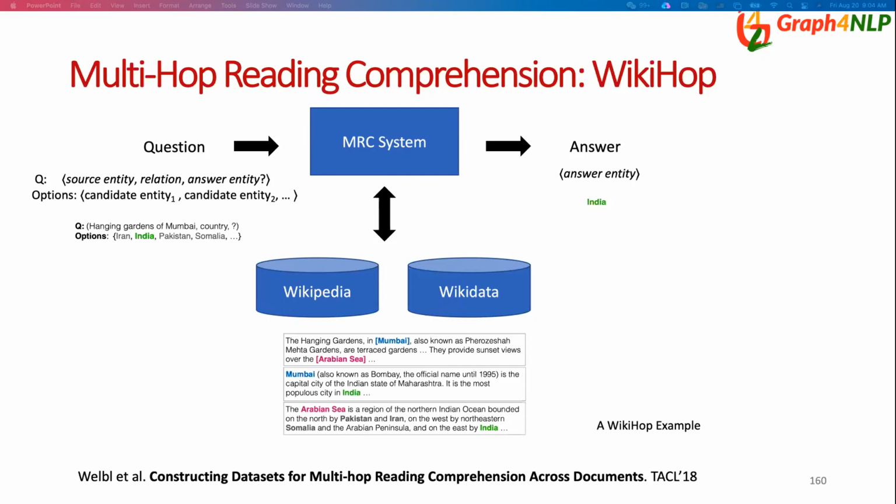WikiHop is a particularly popular dataset for multi-hop reading comprehension. For this dataset, the input is a question in the form of source entity, relation, unknown answer entity, along with a short list of candidate entities. Then, based on Wikipedia and Wikidata, the multi-hop reading comprehension system selects the correct candidate entity from the given list.